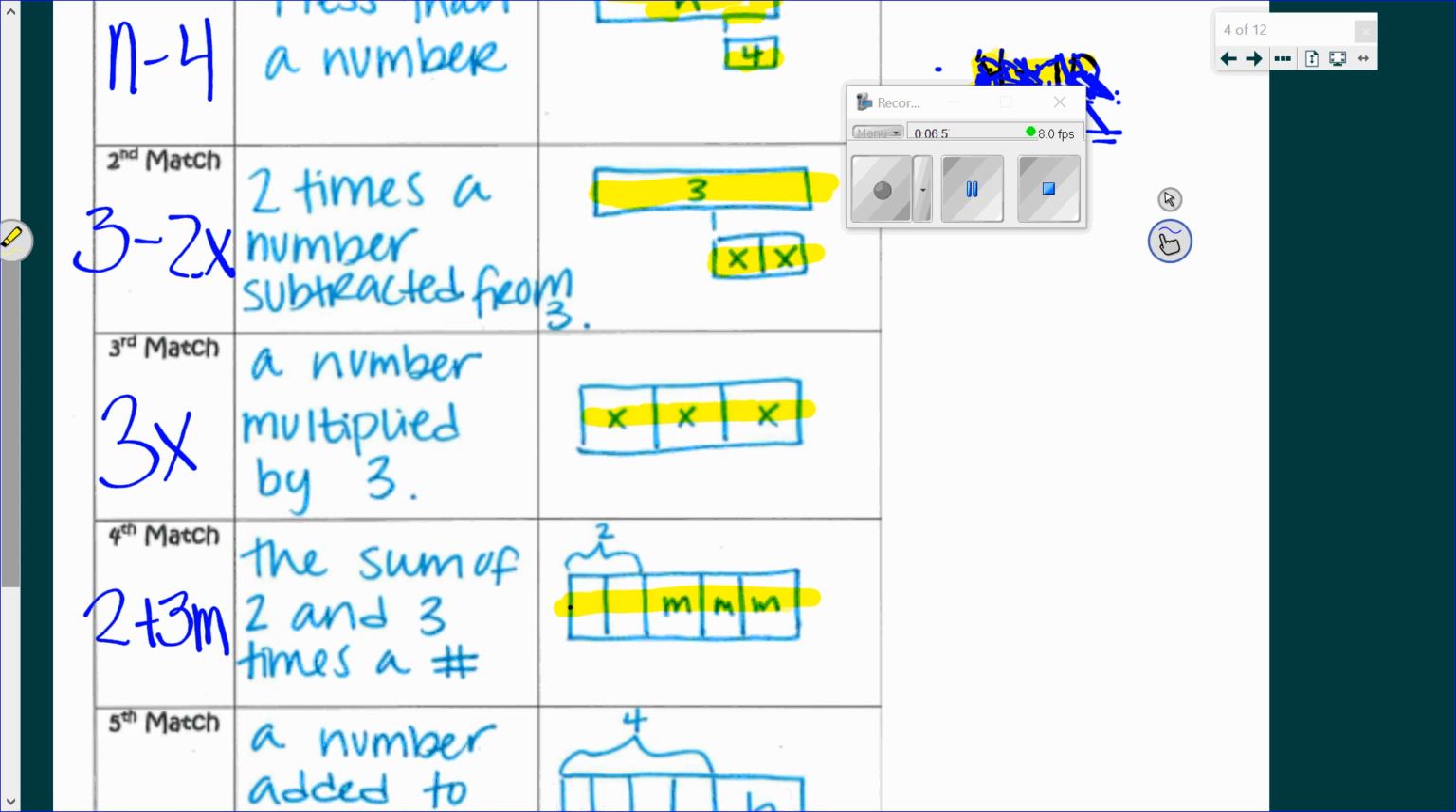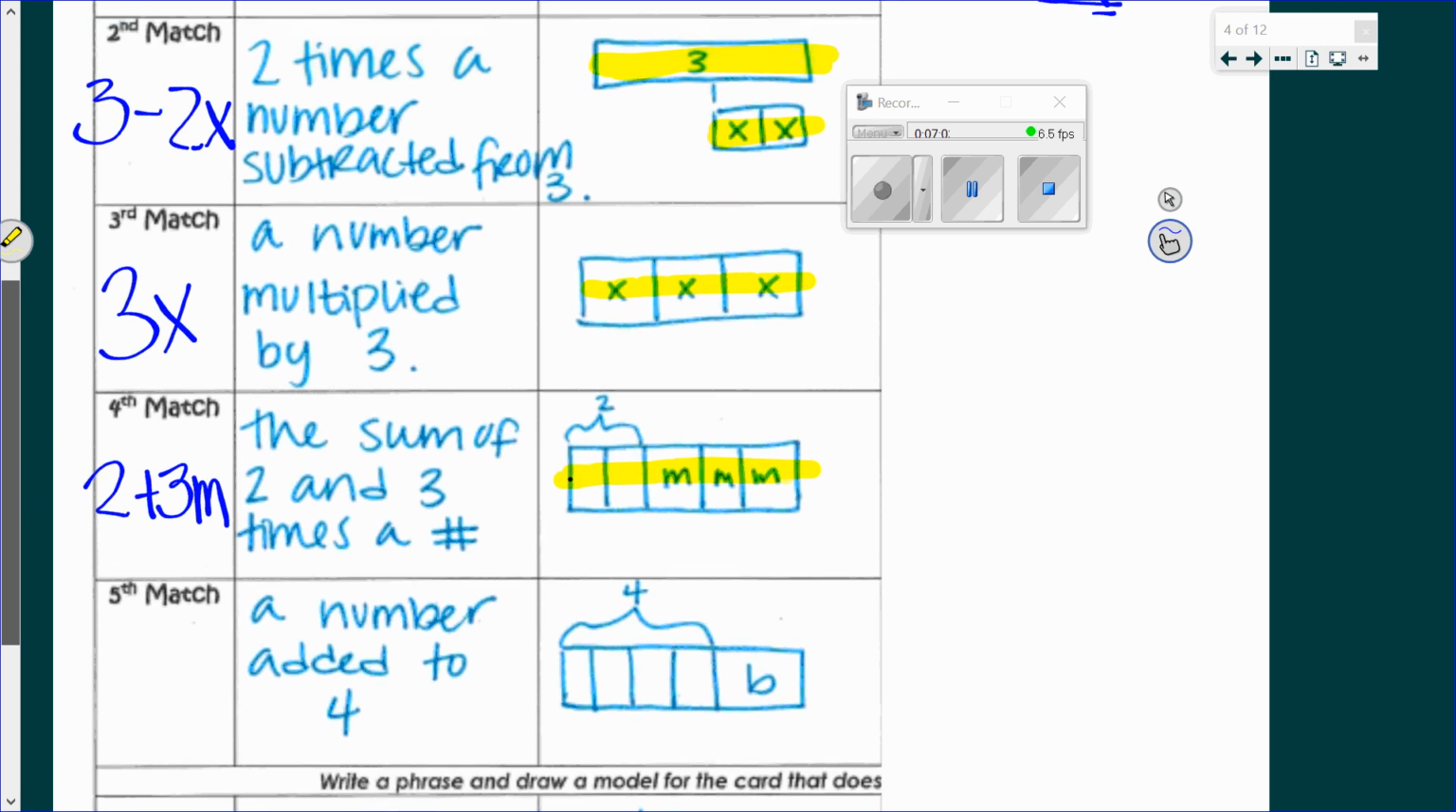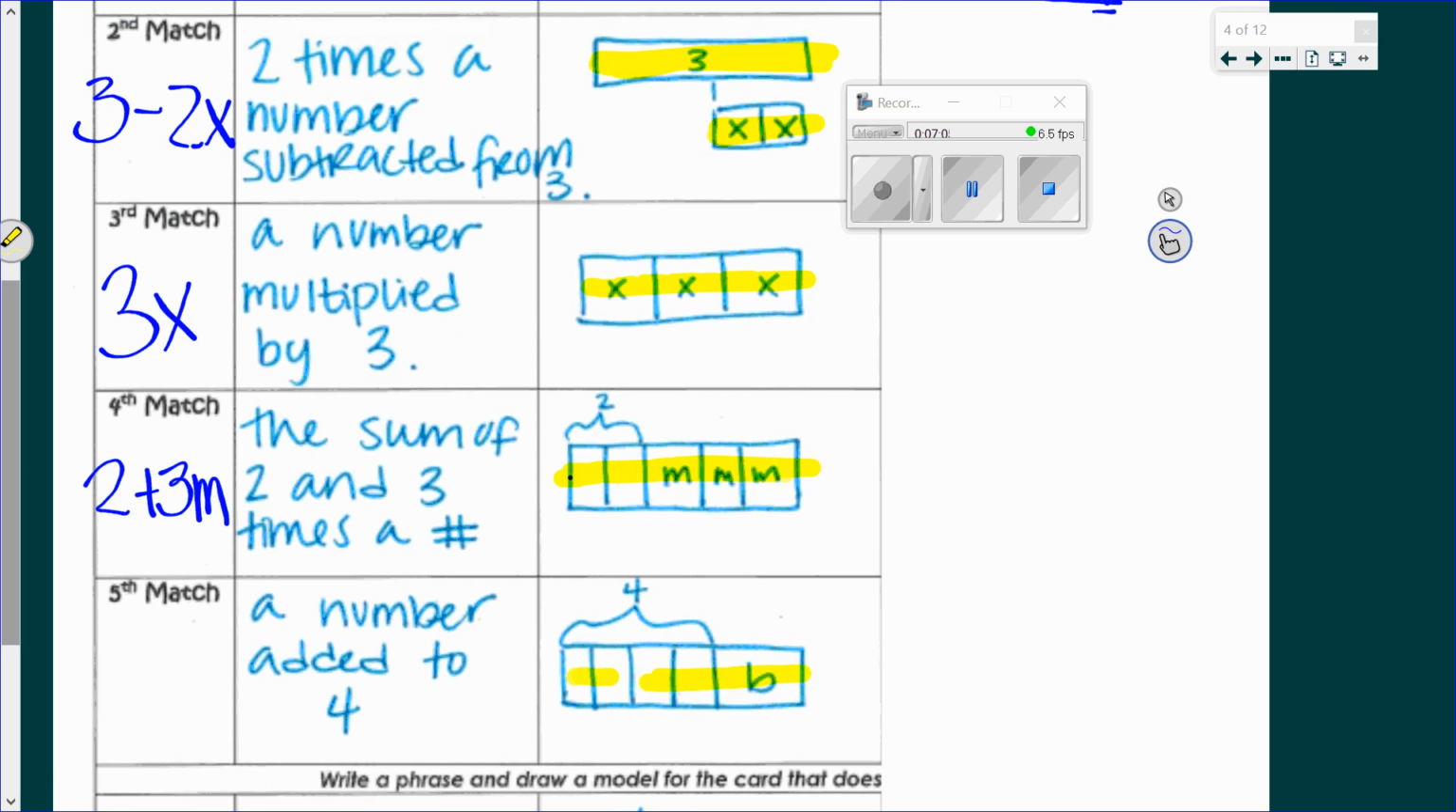All right. Our last example is some more addition. We have a number added to 4. So again, the whole is made up of a combination of some number being added to 4. So my expression would be 4 plus b. Wouldn't it be b plus 4? Could you say b plus 4? Is that equivalent? Yes. Because of what property? Commutative property of addition. Good.